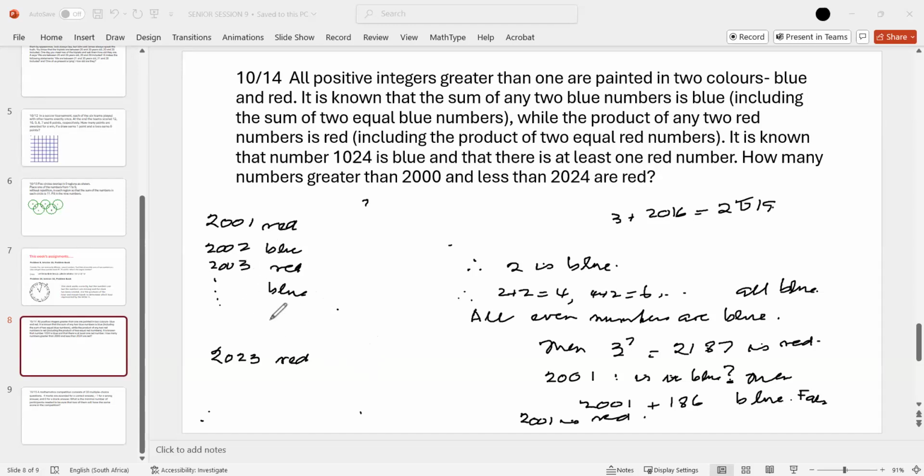And in this slot, how many? The question is, how many numbers greater than this are red? So it's all the odd numbers between them, right? And if you count all these odd numbers, I think you're going to get 12. There are 12. So the question is how many red numbers are there? And if you count them, you'll see it's 12. Okay.